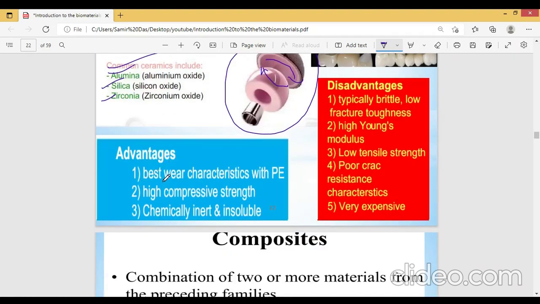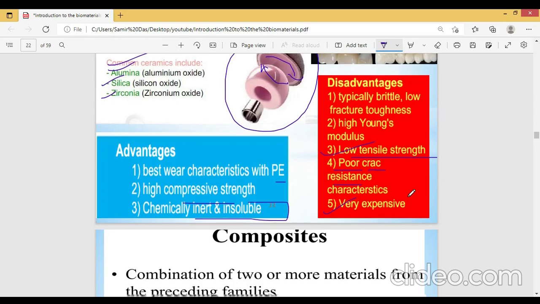Advantages: good characteristics with polyethylene, high compressive strength, and chemically inert and insoluble. But some disadvantages are also there, like low tensile strength, poor crack resistance, as it is very much brittle in nature, and very expensive.